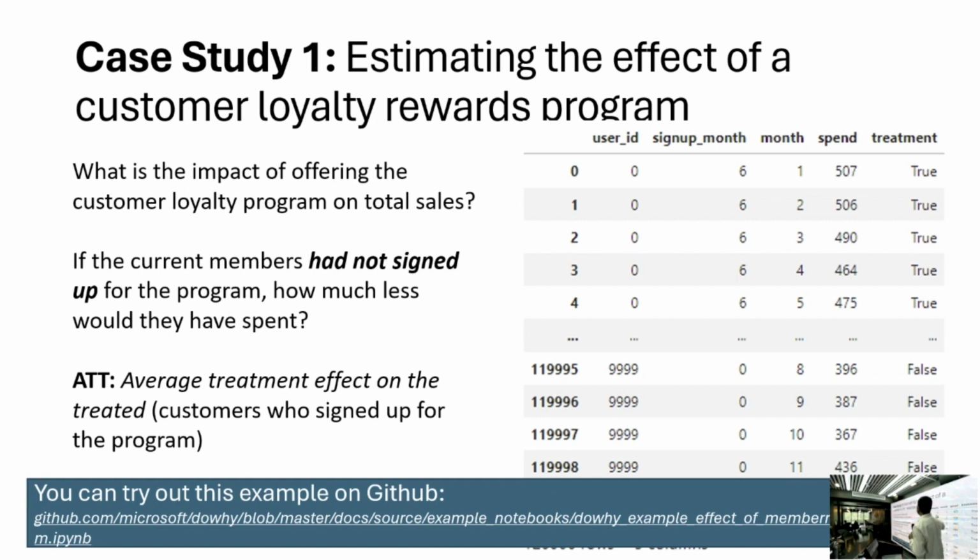So you'll have some data set like this. You might have the user ID, sign up month, spend, and treatment, which means whether they signed up or not. And by the way, you can try all of these examples online. I'm just providing you a summary, but they're available, for example, on this link. It's a Jupyter notebook. You can play with it yourself.